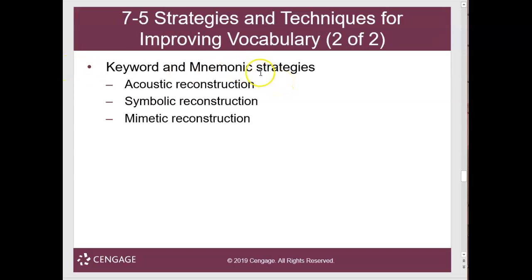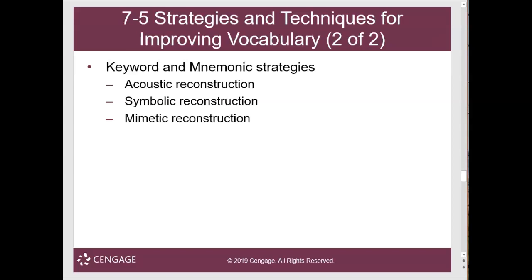Acoustic reconstruction links a vocabulary word with a similar sounding keyword. So I teach this one in math a lot. I teach about parallel lines, or no, excuse me, I'm going to do the perpendicular. Parallel lines, I use the term pair of elves, and I show the pair of elves on a pair of parallel lines and how they will never meet and they'll never interact. The perpendicular one is just out of my mind right now, so I'm going to move forward.